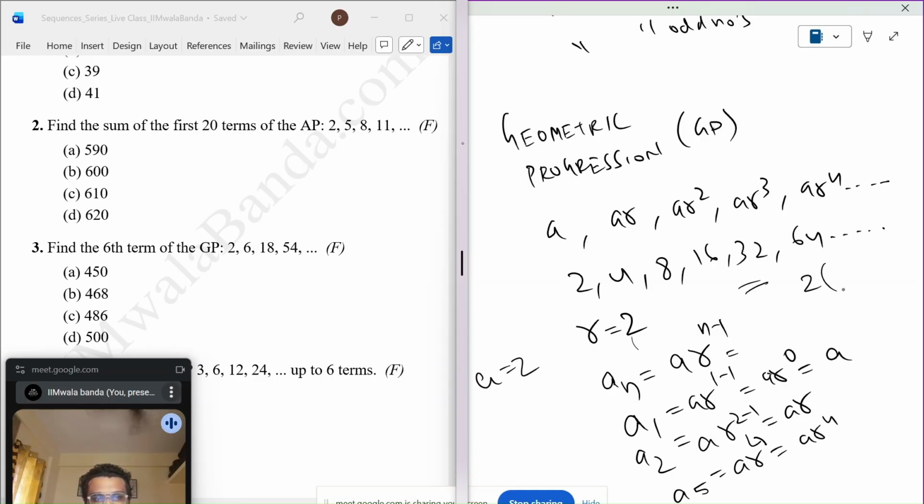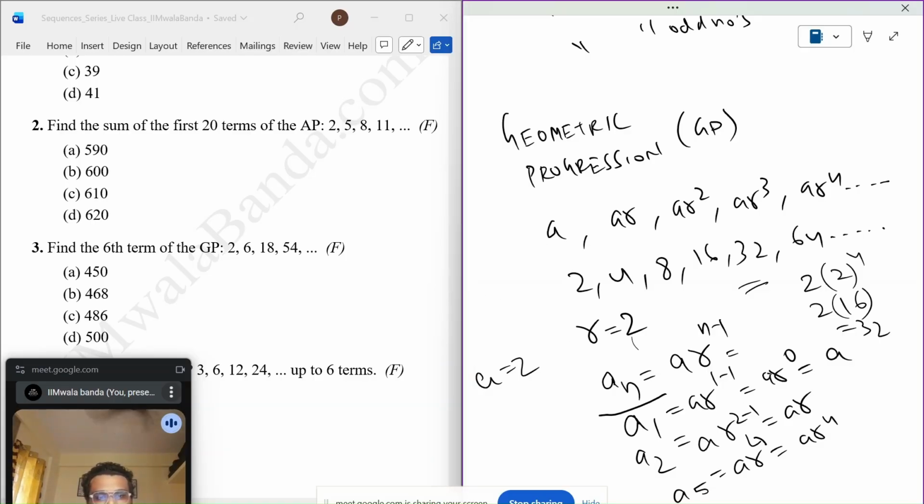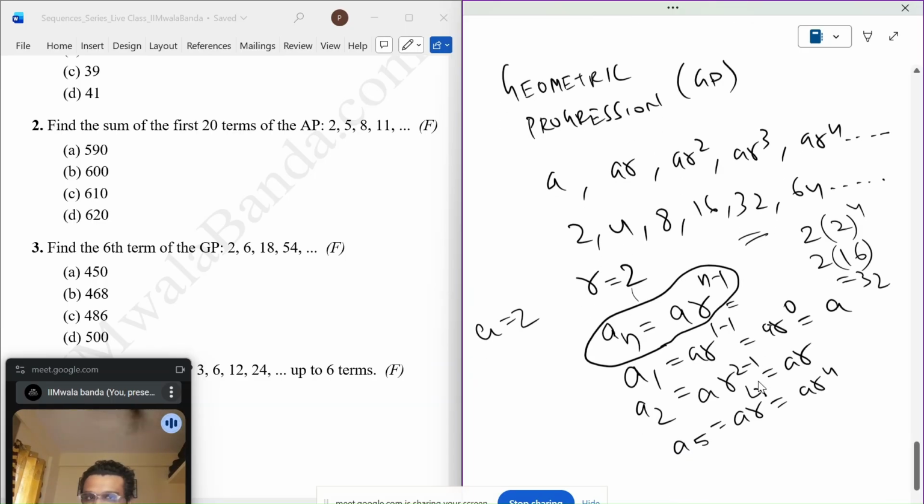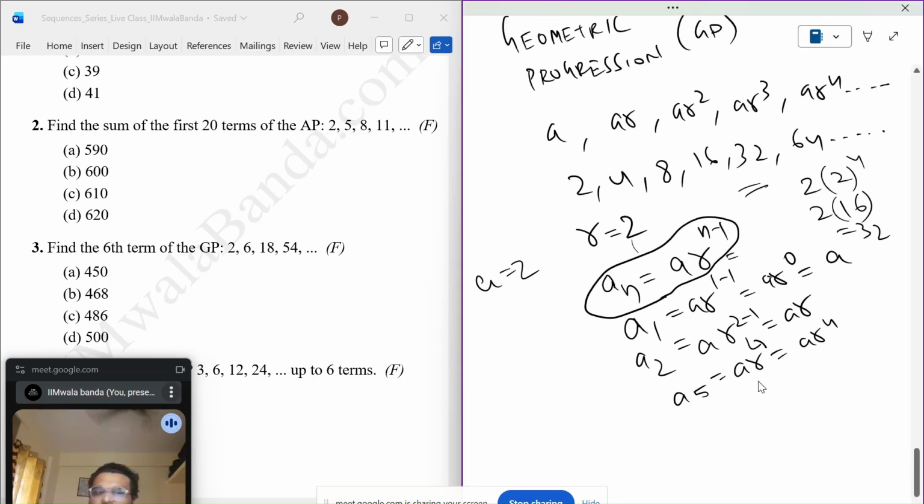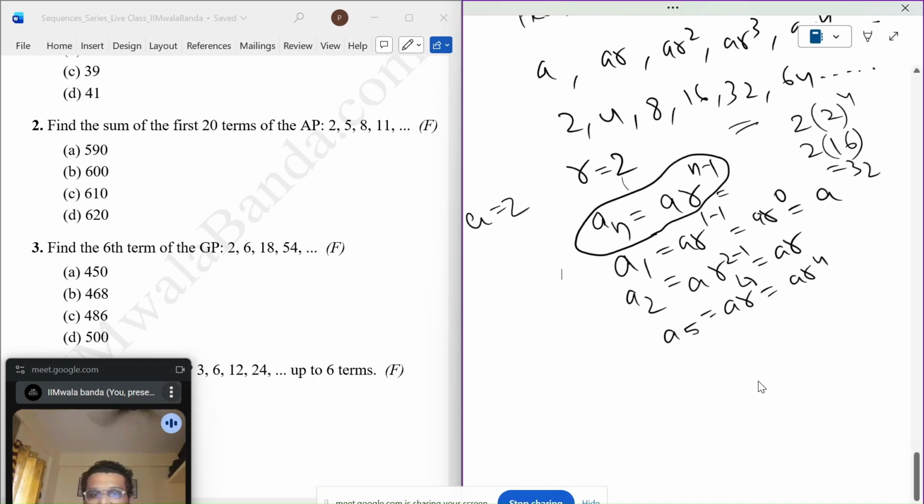So you can see it's 2, 2 to the power 4. 2 to the power 2 is 4, 2 to the power 3 is 8, 2 to the power 4 is 16, so 32. This is your fifth term. Any time you need to find the 17th term, it will be AR to the power 16. Okay, so this is your first formula that you need to memorize. You understood the logic, so it's not actually memorizing. Now you don't need to think that deeply. It should be muscle memory that it is AR to the power n minus 1.